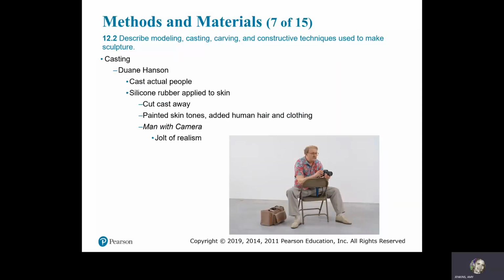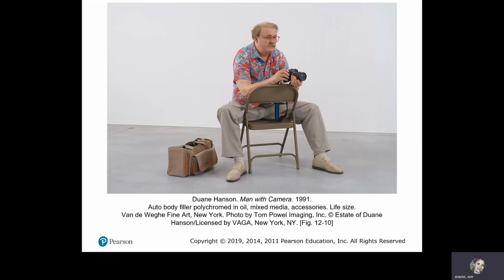Duane Hanson, he cast actual people. Silicone rubber was applied to skin. He cut the cast away. He painted skin tones, added human hair and clothing. This example is called Man with a Camera, and it has a jolt of realism. Auto body filler, polychromed in oil, mixed media, and accessories. It's life size.